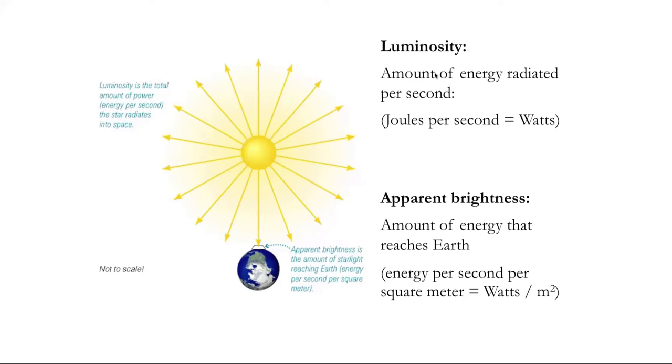Steinhauer here, welcome back. In this video, we're going to be talking about the differences between luminosity and brightness. They're both related, of course, and they're both important to astronomy, but they are very different things.